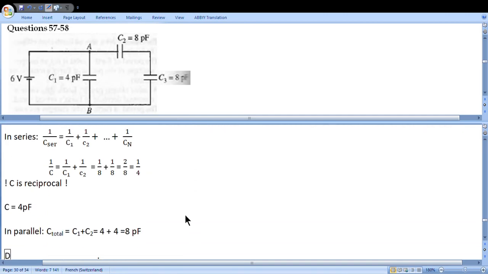So the formulas are the same, but vice versa, like for resistors. For series, inverse formula; for parallel, adding formula.